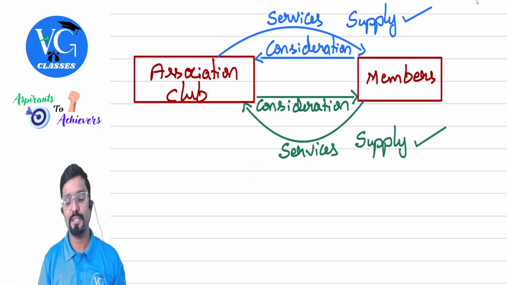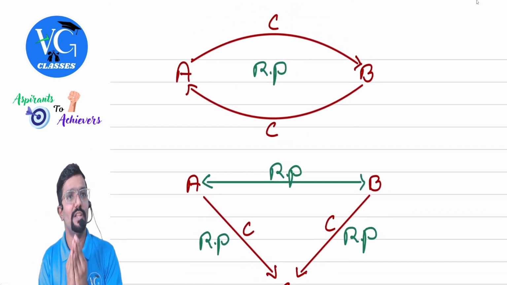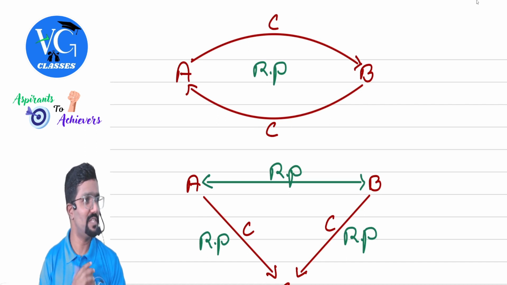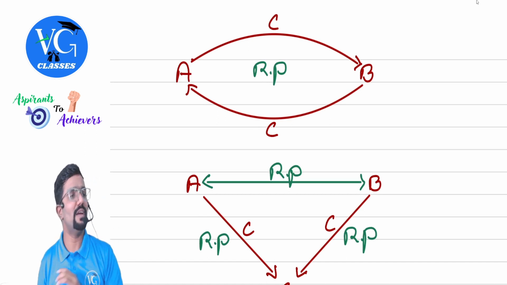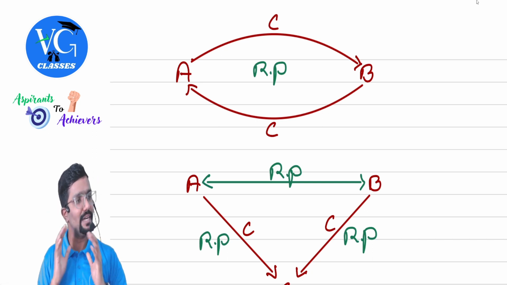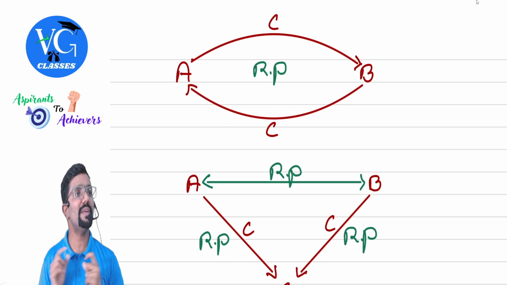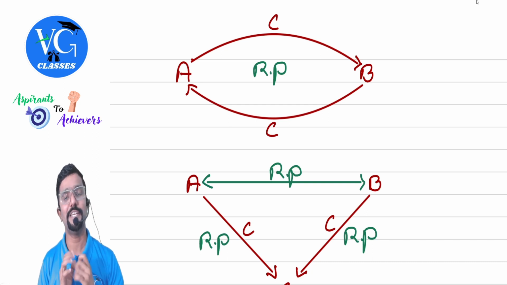Let us try to analyze with an example. Listen, there are a lot of controls here. Who will control whom? We will see. A is controlling B. Are they both related? Yes. Or else B is controlling A. Are they both related? Yes. C stands for control. RP stands for related party.